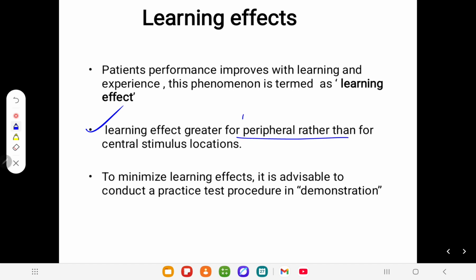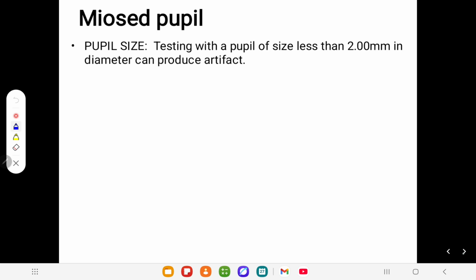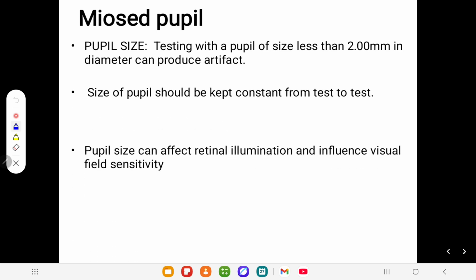Learning effect is always stored in the periphery. There is a peripheral defect that can be seen. So to minimize the learning effect, it's advisable to conduct a practice test procedure, that's demonstration. There is one small setting called demonstration. You can give the patient a demonstration of the machine, which is very helpful whenever you are doing the test. So now we are moving to hardcore visual field defects.